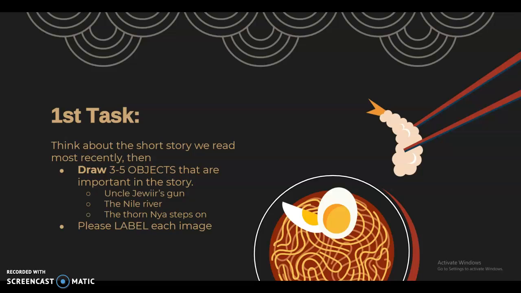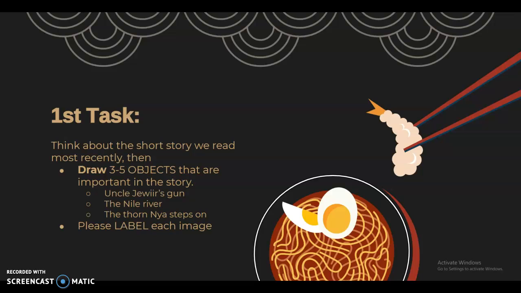So your first task, and you'll want to pause here, is I want you to think about the short story we read most recently, which is The All-American Slurp by Lensey Namioka. And I want you to draw 3 to 5 objects that are important in the story. Okay, I want you to really think, go back and reread or skim the story and pick out objects that are important. Okay, and all of my examples are going to be from A Long Walk to Water because we all read that together, so it should be fairly familiar.